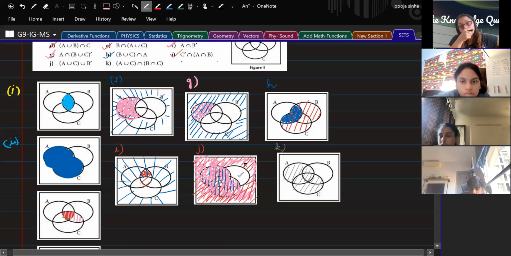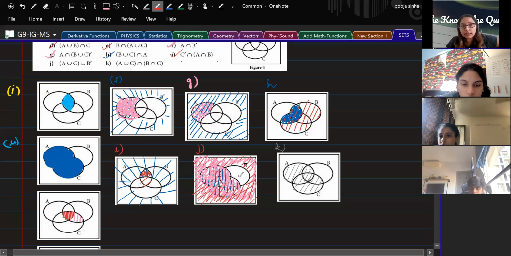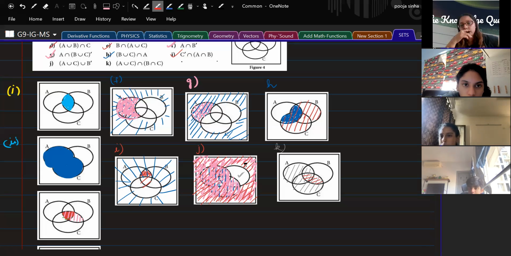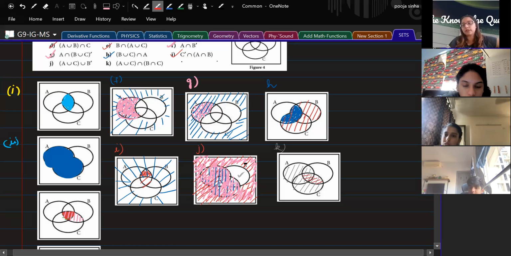And then you have to color in all of B and C with a different color. All B and C, or is it B intersection C? Oh, no. Yeah, it's intersection. So only the part where it intersects. Only this part. Then the intersection of that, which is the red part only. So the answer is B intersection C. Right?